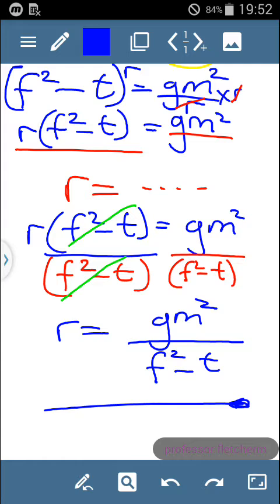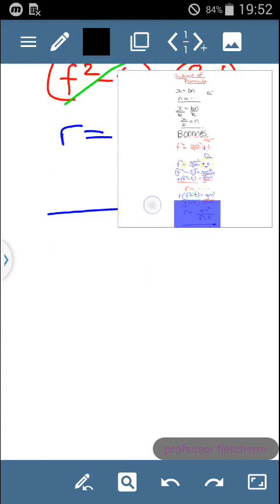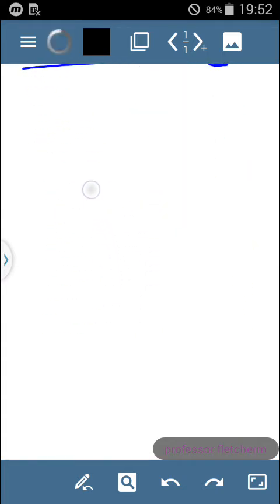I know it's a bit long, but if you go through it step by step, you are using your BODMAS, you won't go wrong. So I think we need another example to make this stick out. We need another example. Let me choose black. Right, I have this one.